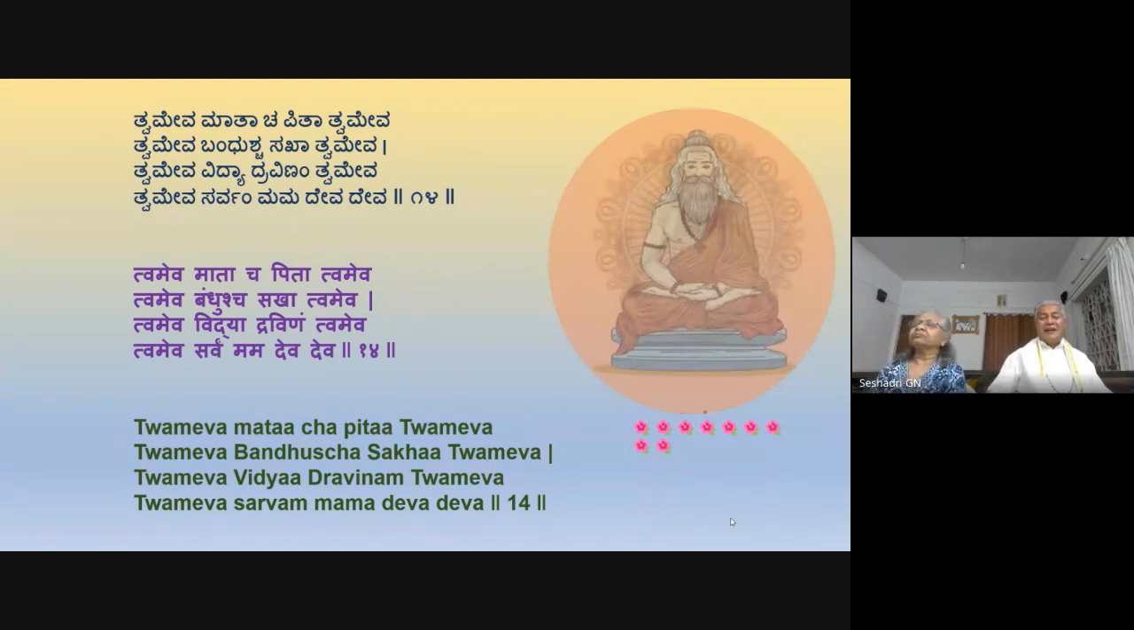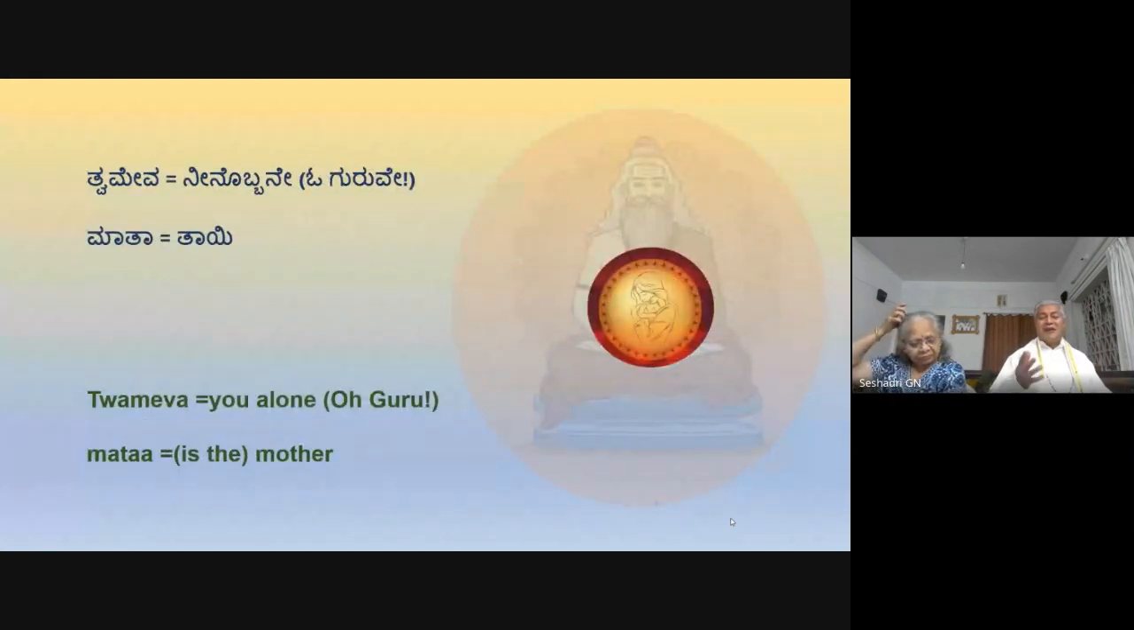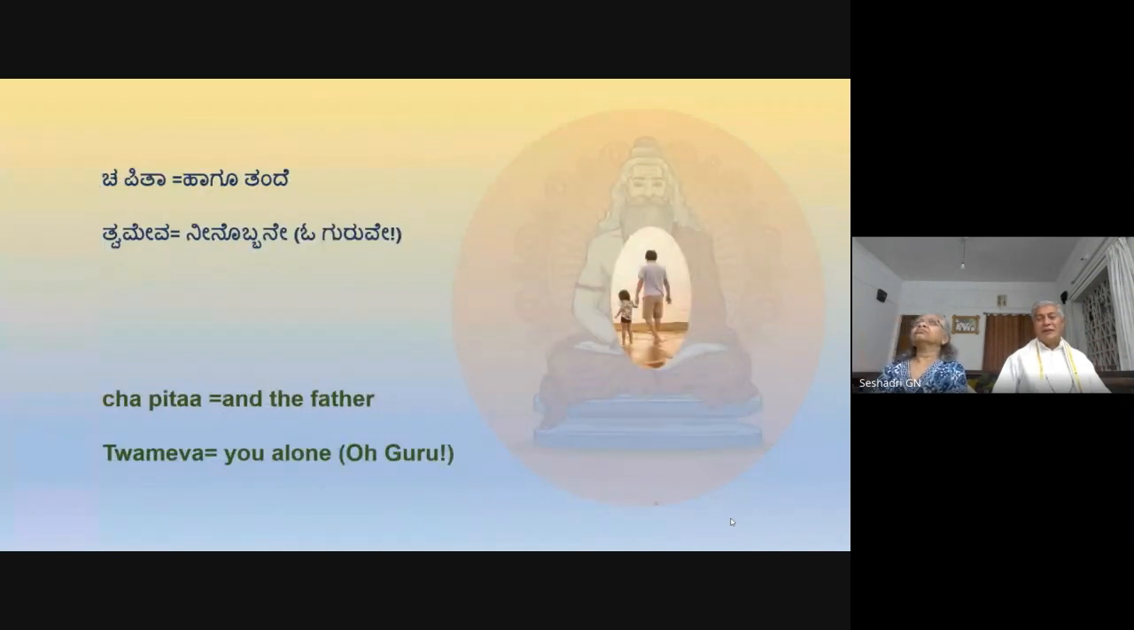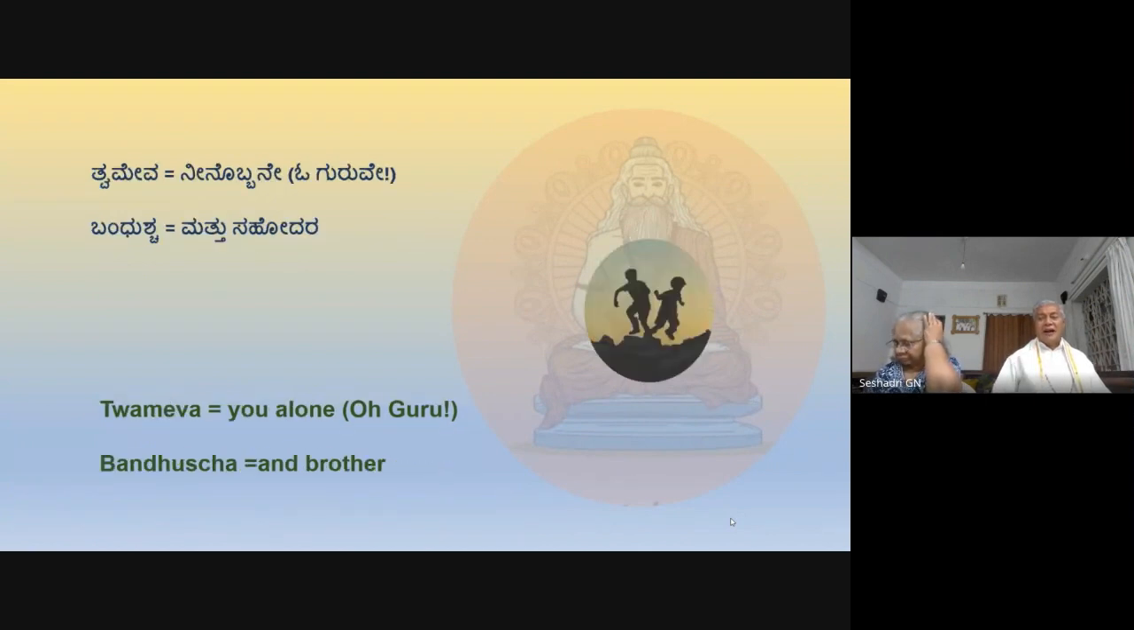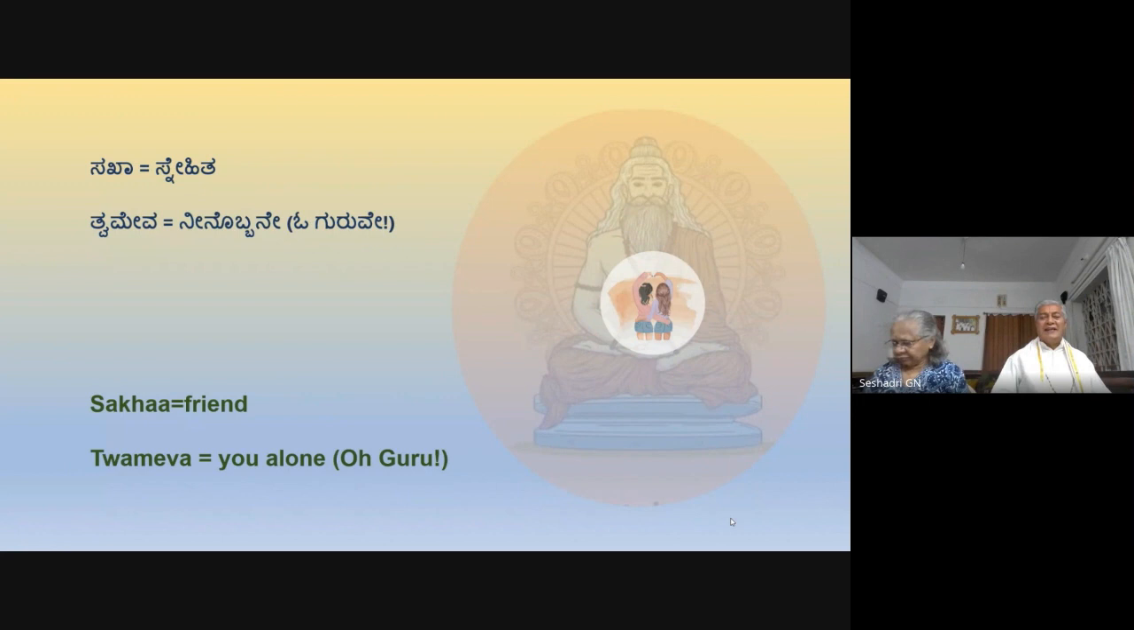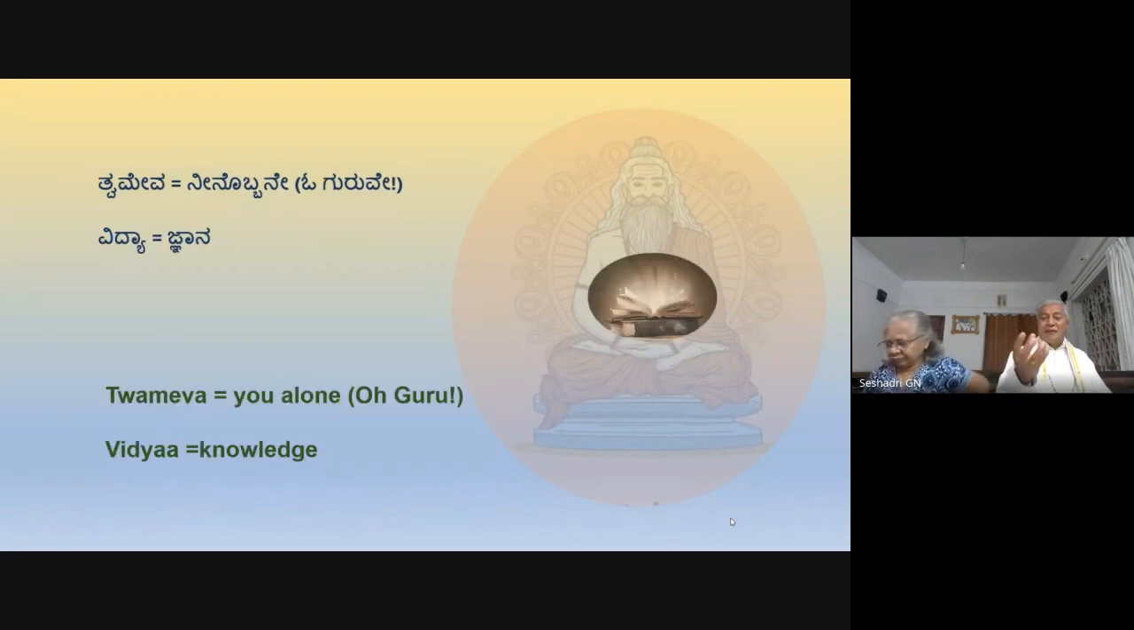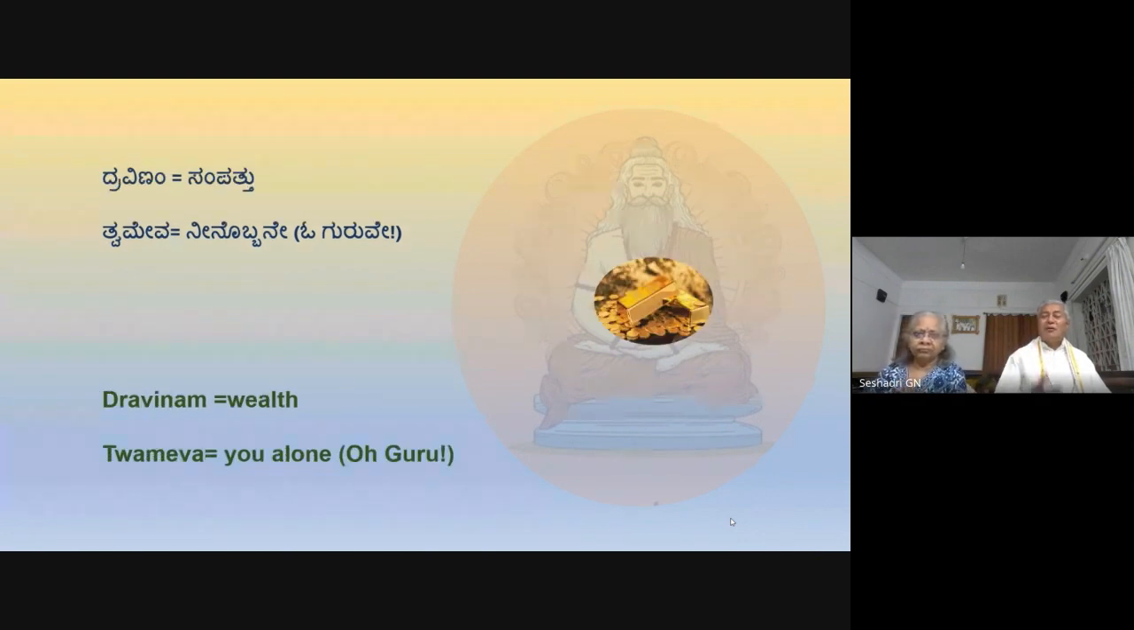You are my God. You are my father. Tvameva Mata, you are my mother. O Guru, you are my father. You are my Pita, you are my father. And Tvameva Bandhuhu, you are my relatives. And Saka, my friend. And you are the one, Tvameva Vidya Dravidam Tvameva. You are that highest wealth. That means everything is you.